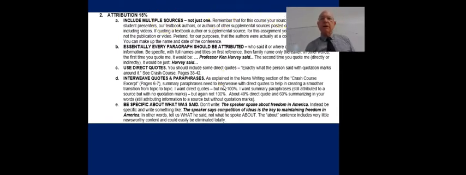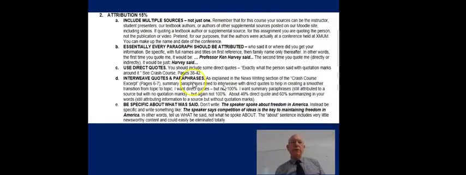I'm not going to spend a lot of time on this. You guys can read it. But we also will then talk about attribution. The most important aspects of this are, first, under A, use multiple sources, especially since you're only going to be doing two of them, three counting the final. You're going to be covering a large span of time. Don't just quote me. Quote some students, quote the textbook authors, quote videos, quote other sources, not just me. Secondly, under B, essentially every paragraph should be attributed.